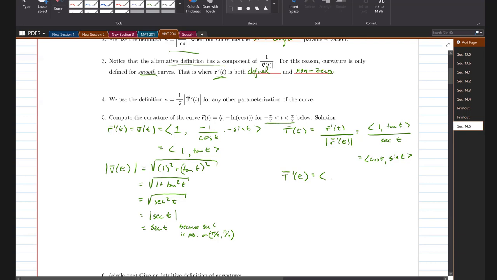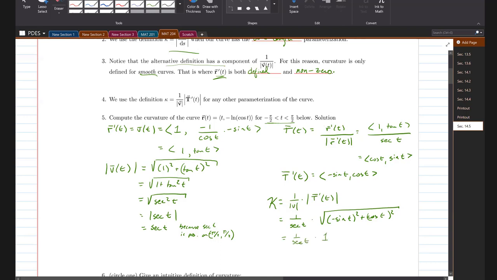So the derivative of the unit tangent vector is equal to minus sine of t comma cosine of t. And so now we've got everything we need to compute curvature. So the curvature in this case, in all cases, is 1 over the speed times the magnitude of the derivative of the unit tangent vector. So that's going to be 1 over the secant of t times the square root of minus sine of t squared plus cosine of t squared. And so when everything cleans up, we get 1 over the secant of t times 1.